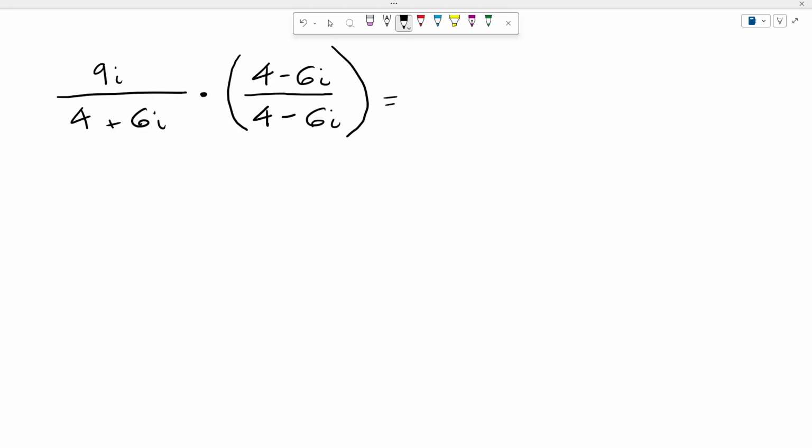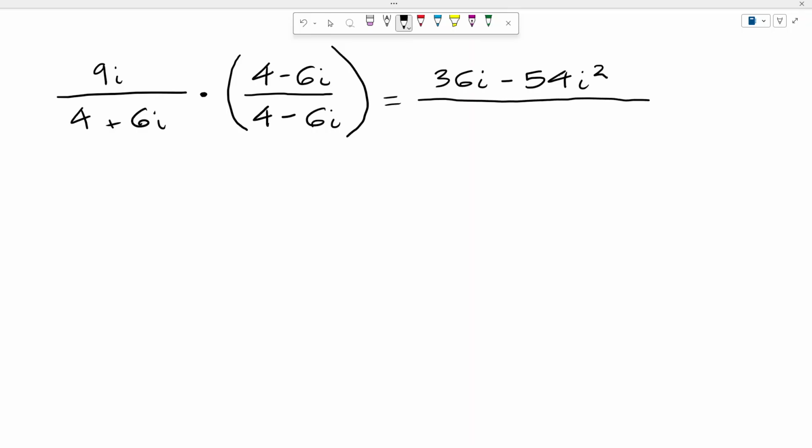So now, let's start with the top. So we're going to distribute the 9i times 4. So do some distribution here. So we'll have 36i. And then we're taking 9i times negative 6, which will be negative 54i squared, because both terms have an i, so that'll be i squared.